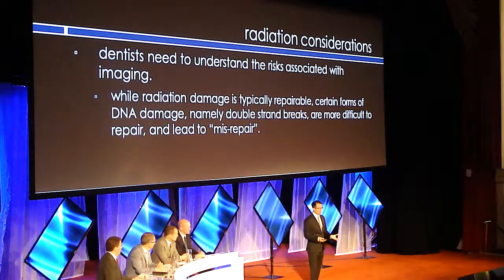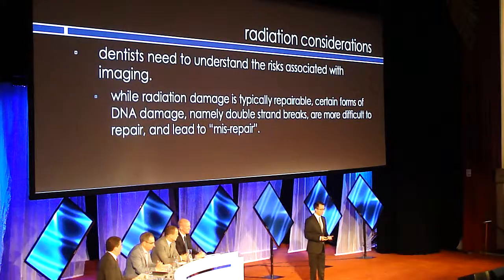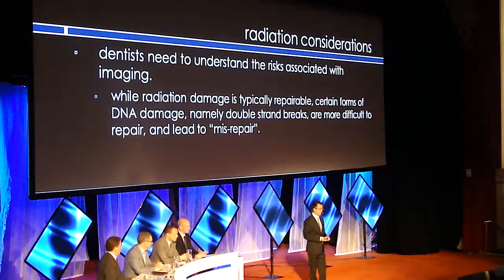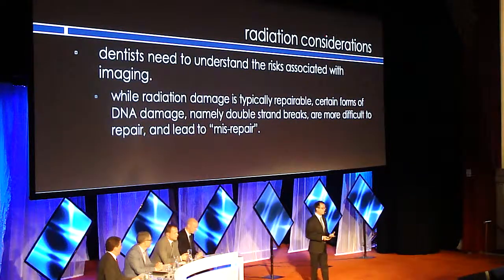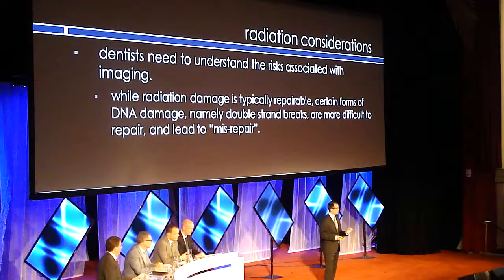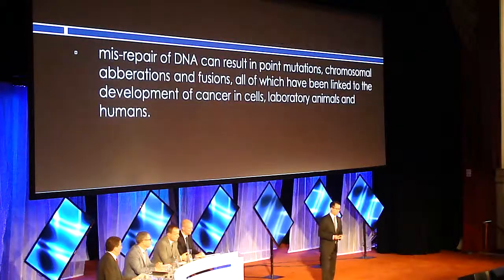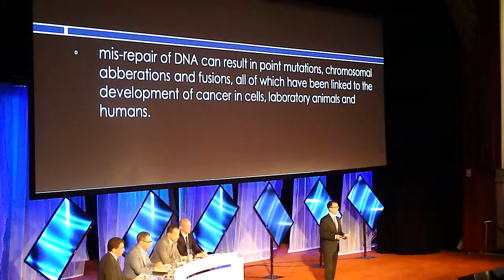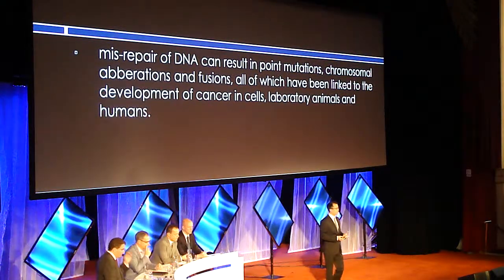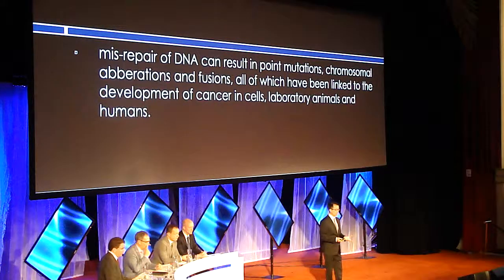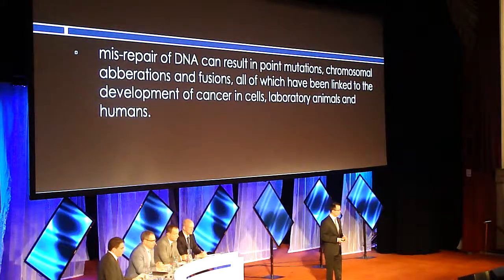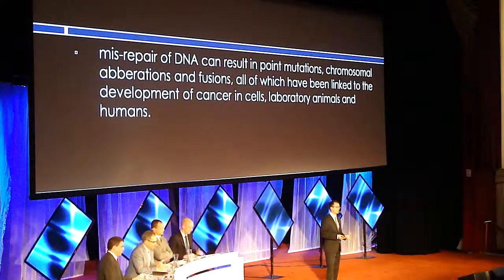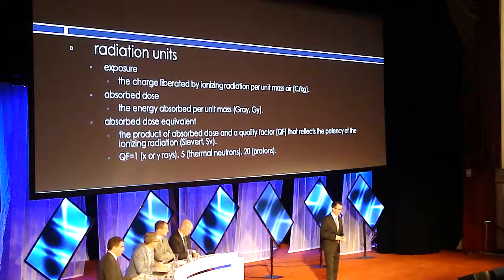But you know, if you're prescribing imaging, you need to understand the risks. And the risks typically involve damage to DNA in cells. And in particular, to things called double-stranded breaks, where there are lesions that are induced in both strands of DNA. DNA can be repaired, but if it's misrepaired, it can lead to mutation. And mutation is well known to cause changes in chromosomes that have been linked to the development of cancer, not only in cells in culture, but in animals and in humans.